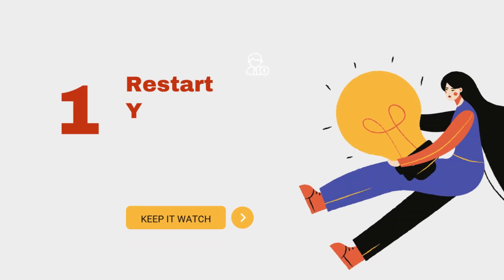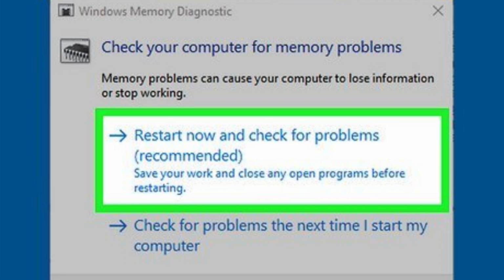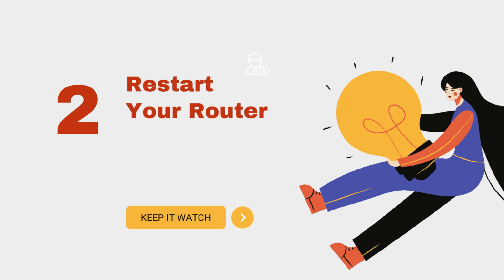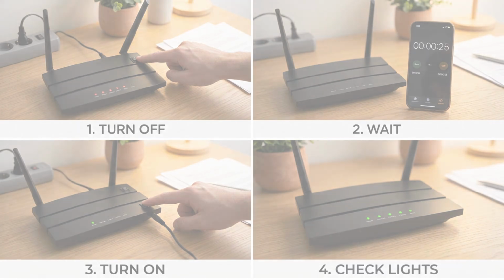Step 1. Restart your PC. First, restart your computer. This clears temporary bugs and often fixes small network issues instantly. Step 2. Restart your router. Now, turn off your Wi-Fi router, wait for 30 seconds and turn it back on. Wait until all lights become stable before checking again.